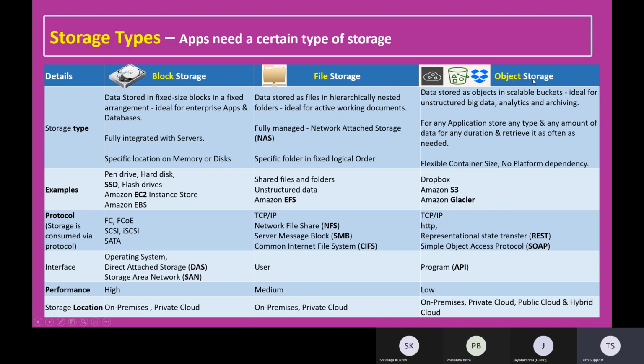And when it comes to object storage, most of the time we access the object storage using the URL only. URL means HTTP, HTTPS, TCP/IP, and Representational State Transfer. REST we can also use. Normally, Representational State Transfer is used as a REST API. Using the REST API we can access our object storage, whether it is in any of the public clouds.